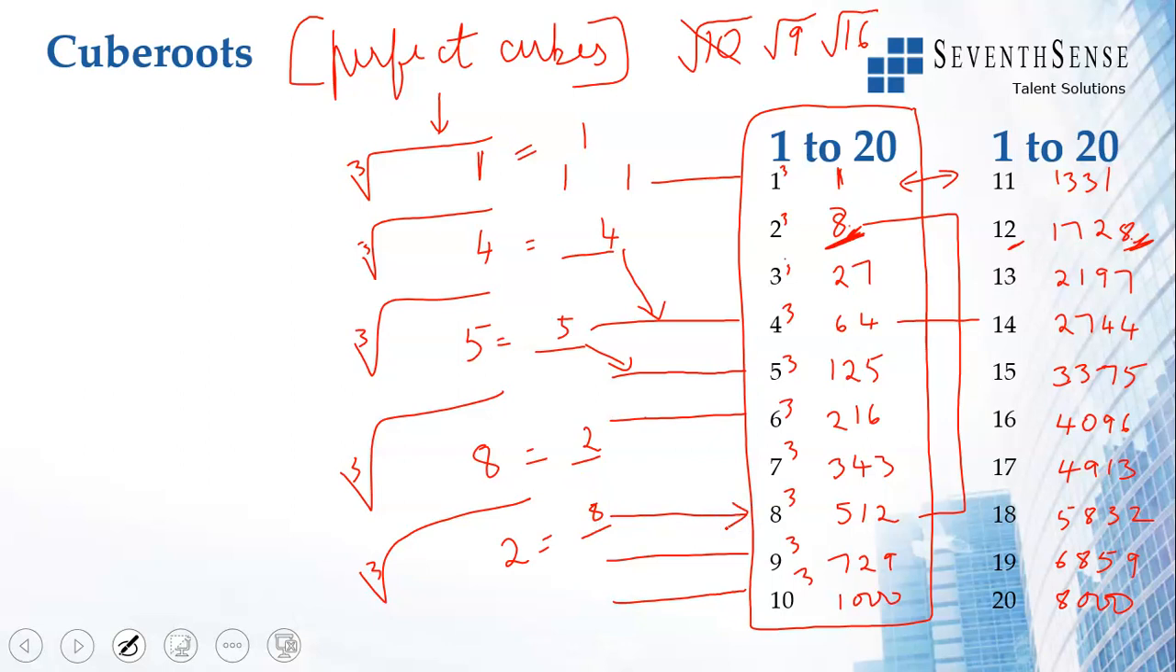So if a number ends in 8 and we are asked to find the cube root, the answer will end in 2. If the number ends in 2 and we are asked to find the cube root, the answer will end in 8. Similarly, 3 and 7. The cube root of a number ending in 7 will end in 3. The cube root of a number ending in 3 will end in 7. So you just have to remember this. Just look at the cubes from 1 to 10. 1 cube is 1, 2 cube is 8, 3 cube is 27, 4 is 64, 5 is 125, 6 is 216, 7 is 343, 8 is 512, 9 is 729 and 10 is 1000.